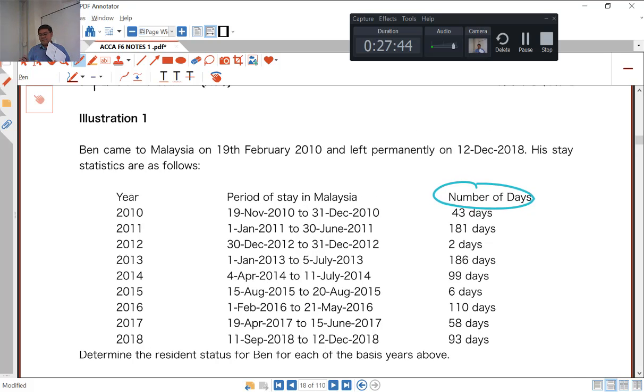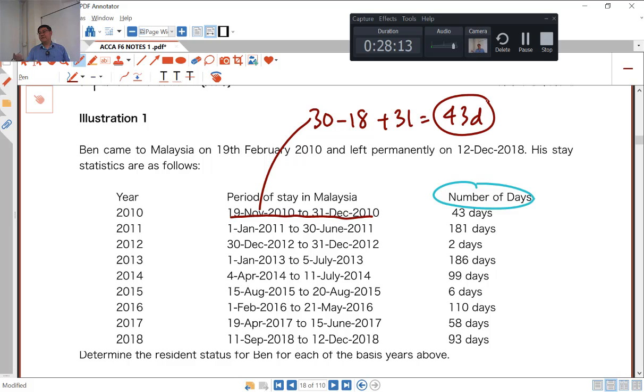Now, how do you count the number of days? Example, how do I know 19 November to 31st December, how many days are there? November has 30 days. If you are here on the 19th, that means from the 19th you're already in, so you minus out the 18 days that you are not in. That's how we count. So 30 minus 18, then you add the 31 days you are here in the country. So how many days do you have? 43. That's how you count, okay?